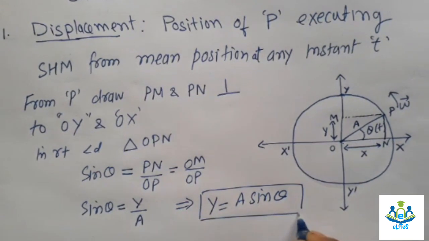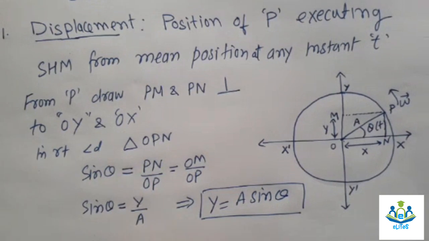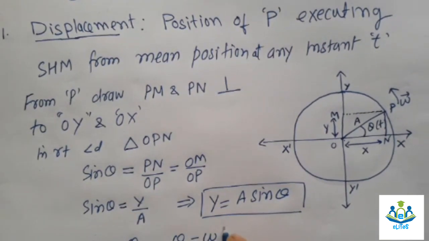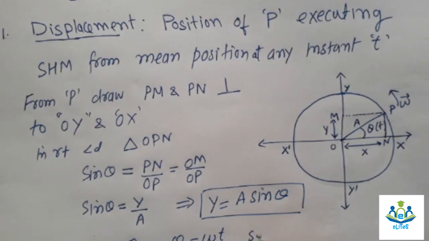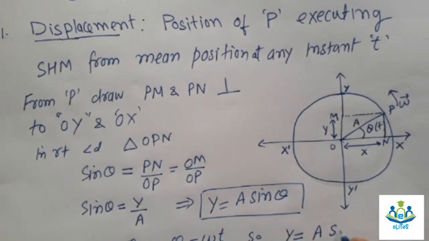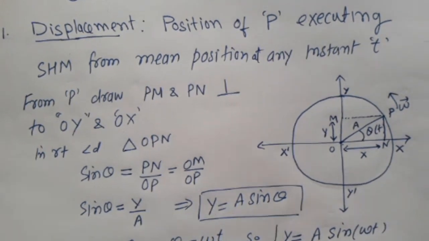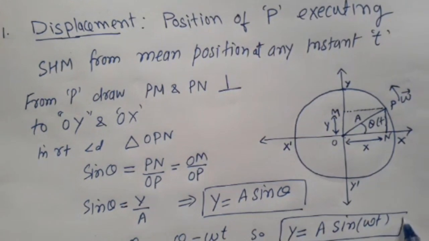But as you know, angular velocity is theta over t, so theta will be equal to omega t. So the displacement of the particle at any instant of time will be a sine omega t. This is the displacement of the particle.